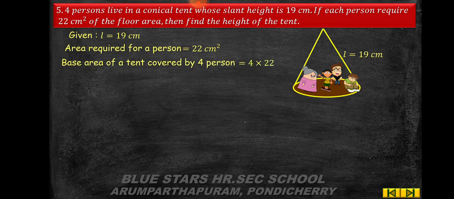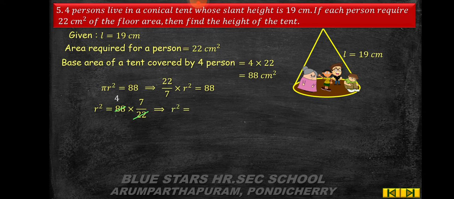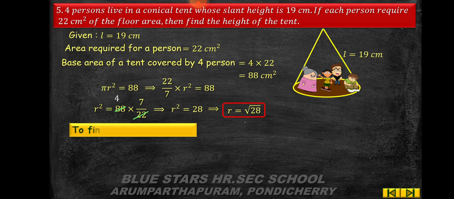Base area of a tent covered by 4 persons is equal to 4 into 22, which is equal to 88 centimeter square. Therefore, pi r square is equal to 88, which implies pi value is 22 by 7, so 22 by 7 into r square is equal to 88. So r square is equal to 88 into 7 by 22. Cancelling 22 and 88, you get 4. So r square is equal to 4 7s are 28. So r is equal to root 28.